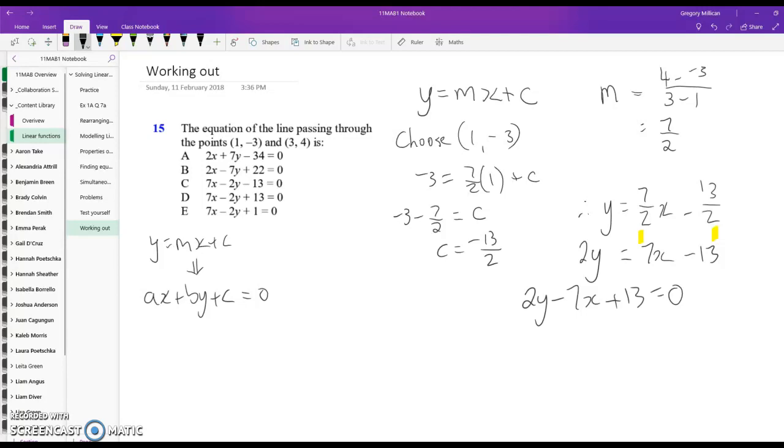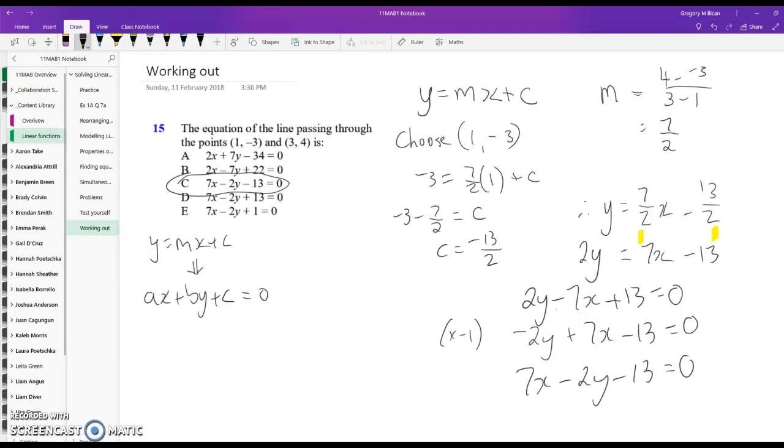Now notice none of the options over here match exactly with that one. The one that looks closest, where we've got minus 7x and plus 13, well, none of those really. So what I'm going to do is multiply everything by negative 1, because that'll give me minus 2y plus 7x minus 13 equals 0, because negative 1 times 0 is 0. Now, if I reorganize that, 7x minus 2y minus 13 equals 0. And as you can see, that is quite obviously the answer.